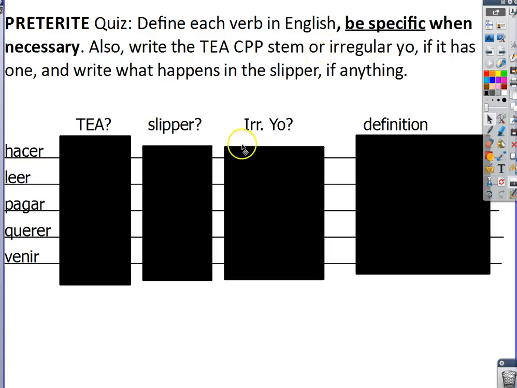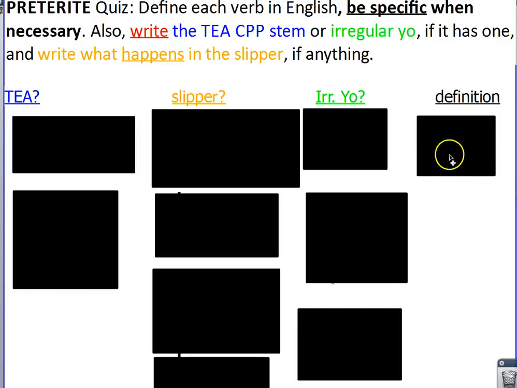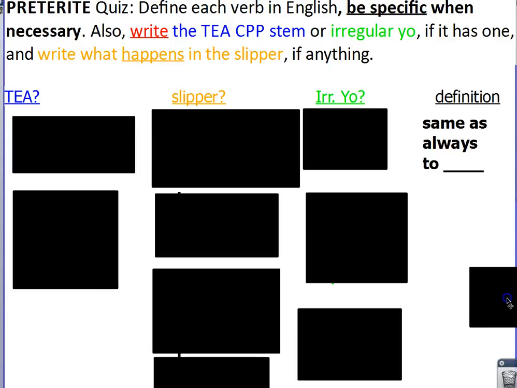But what you're about to start taking are verb quizzes that look slightly different, where they look like this, and it asks you to write the teacup stem, if it has one, or the irregular yo, and write what happens in the slipper if anything. So let's talk about what we do for these types of verb quizzes. All right, so the definitions are going to be the same as always. To whatever, to eat, to speak, to drink, whatever.